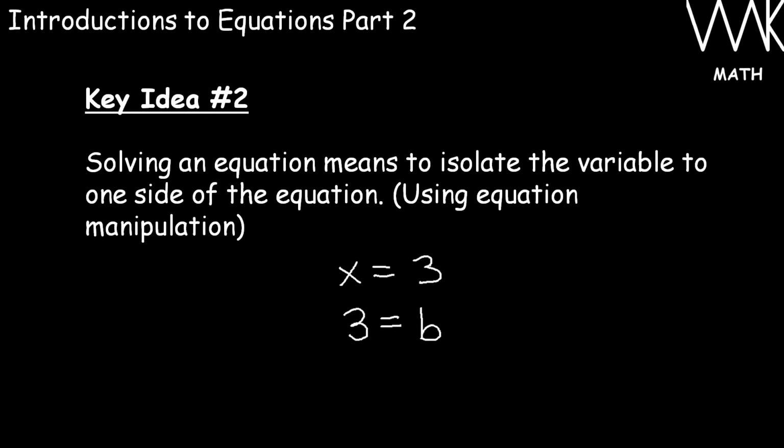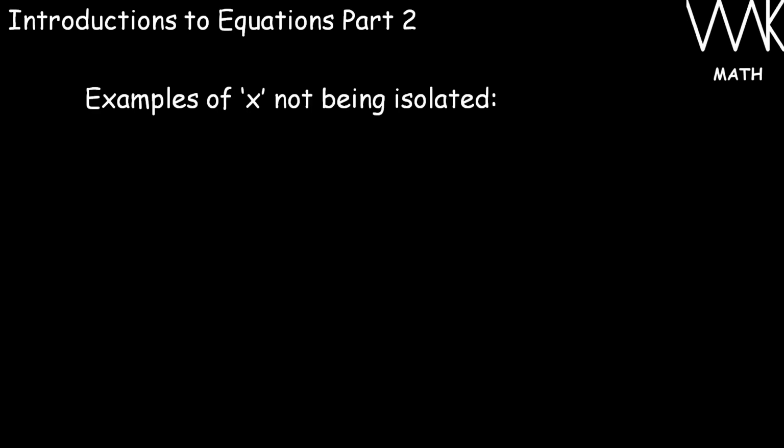So that means that we have x by itself in our first example, x equals 3. x is by itself on the left side, and we have all the numbers simplified on the right side. Or you can have it the other way around, where you have all the numbers on the left side and the variable, in this case b, all the way on the right side, all by itself. Now we see what it means to be isolated.